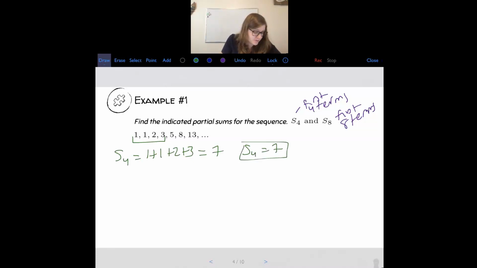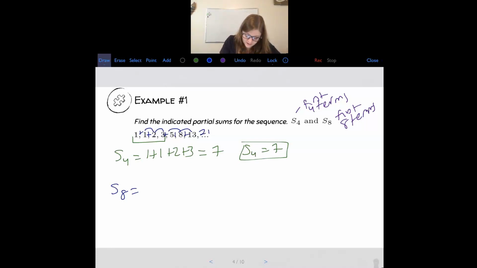Okay. The next one we're asked to find is S sub 8, which is the first 8 terms. So we're given 1, 2, 3, 4, 5, 6, 7, so we have to find the next term. The pattern here is you add the previous 2 terms. So for instance, 1 plus 1 is 2. 2 plus 1 is 3. 3 plus 5 is 8. 5 plus 8 is 13. So the next term is given by 13 plus 8, which is 21.